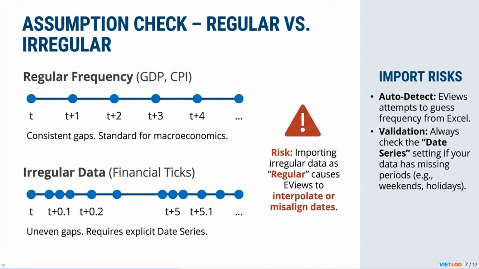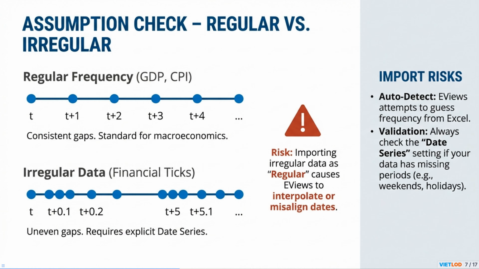The main risk during import is that EViews might try to treat irregular data as regular. If it does this, it can interpolate missing values or completely misalign the dates, corrupting your dataset. Therefore, you must always validate the import. EViews will try to auto-detect the frequency from an Excel file, but if your data has missing periods, like weekends or holidays for financial data, you must double-check the date series setting to ensure correctness.